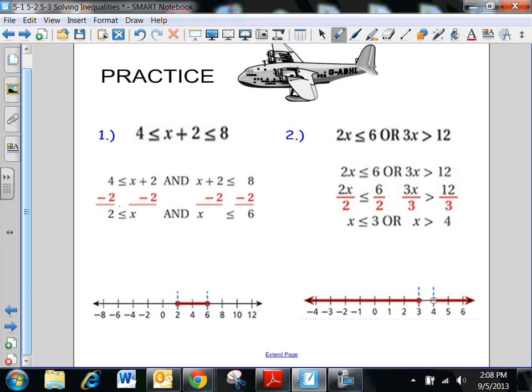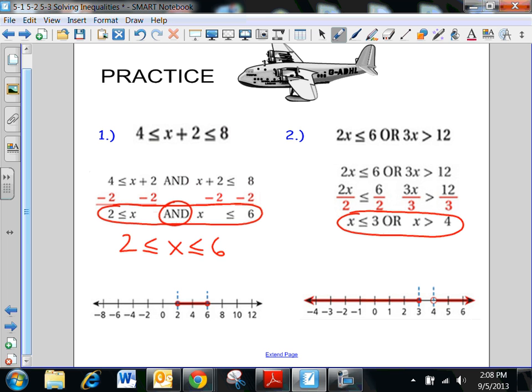"And" inequalities can be written like this, or they can also be written with just the x in the middle. So either way is correct for "and" inequalities, only for "and" inequalities. "Or" inequalities have to be written as separate inequalities, okay? So make sure you take good notes and bring them to class with you tomorrow.